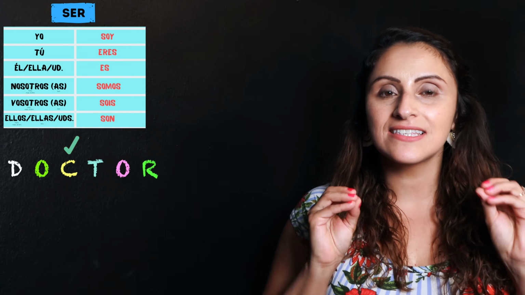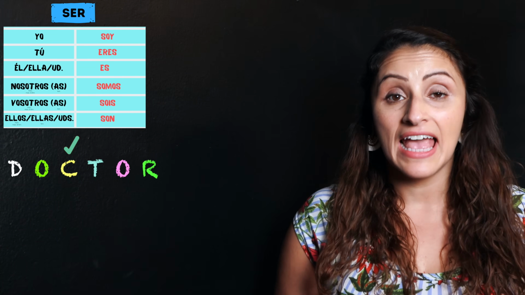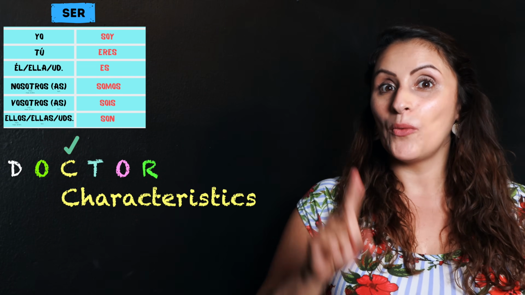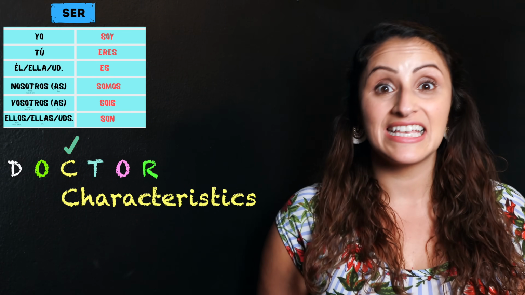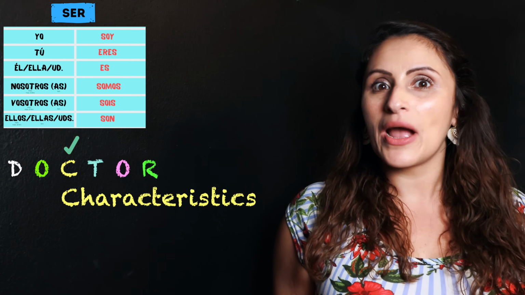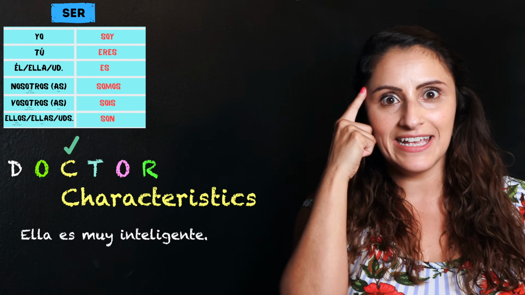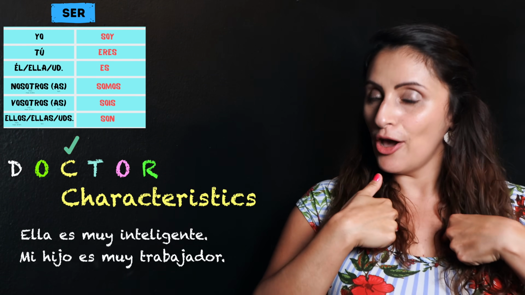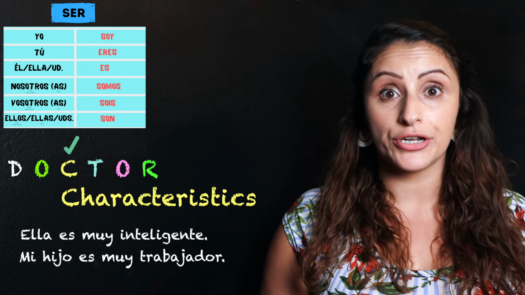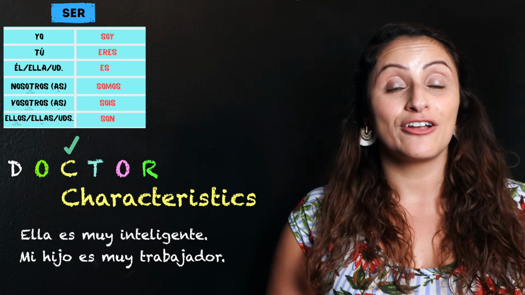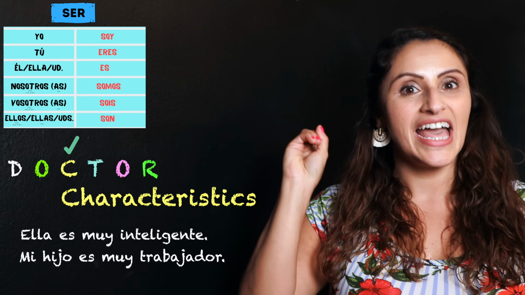So now let's take a look at the letter C in doctor. That C is simply to emphasize that anytime we want to talk about characteristics, we have to use the verb ser. So again, we're describing. We may say something like, ella es muy inteligente, or mi hijo es muy trabajador. Again, characteristics, use the verb ser.